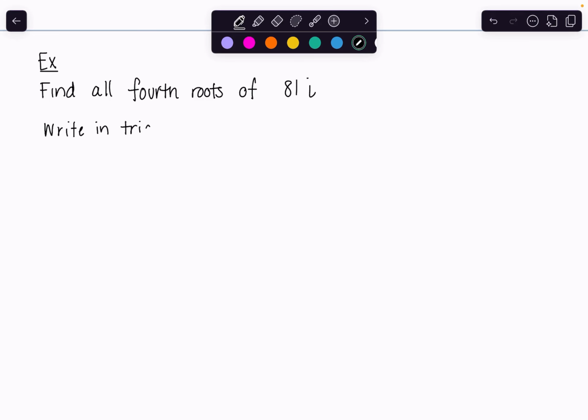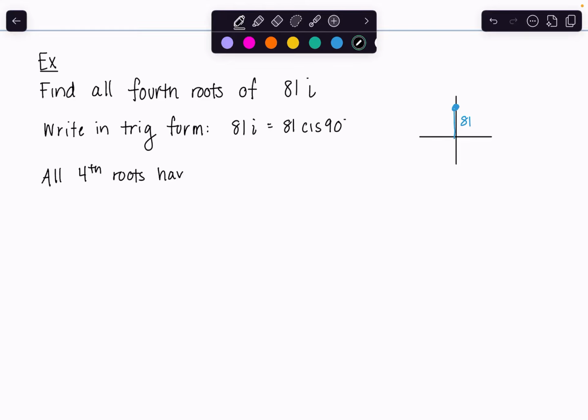Because it's much easier to find the roots in trig form. And 81i, thankfully, is much nicer because it is just imaginary. That distance out is 81. That angle is 90 degrees. So 81i is equivalent to 81 cis 90 degrees. So all of our 4th roots have the same r value, which is the 4th root of 81, which is just 3.